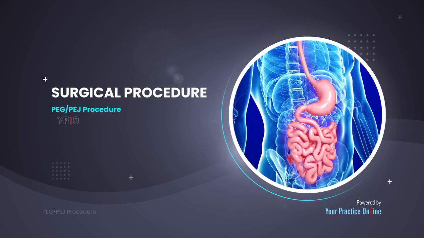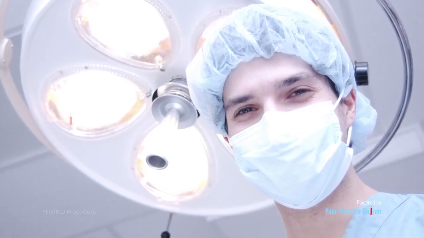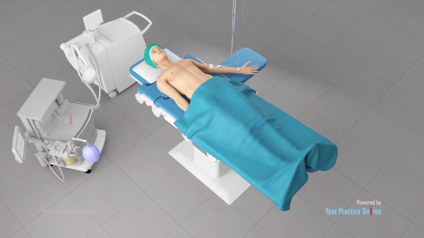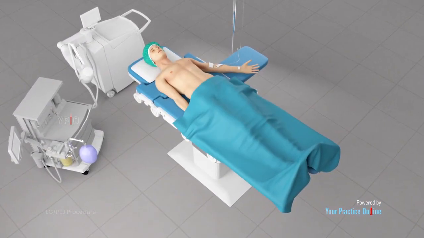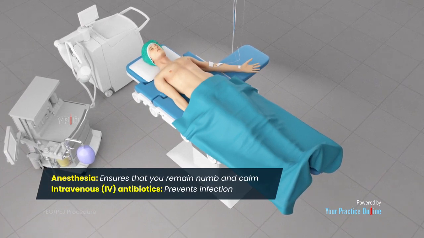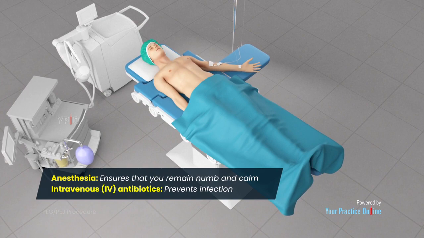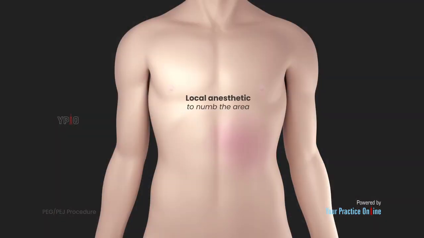Surgical procedure. A PEG or PEJ procedure may involve the following steps. You will generally receive intravenous, IV, antibiotics, and anesthesia. The anesthesia ensures that you remain numb and calm during the procedure, whereas the antibiotics prevent infection. A local anesthetic injection may also be given to numb the area where your surgeon makes the incision.